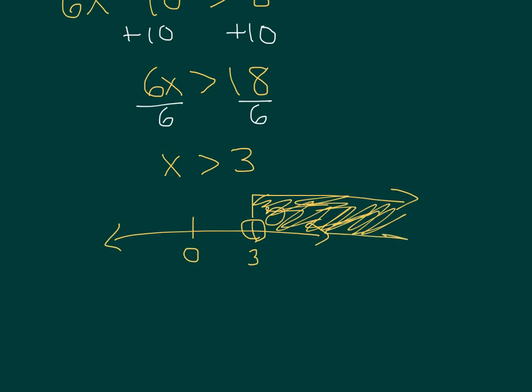Now I'm going to represent it in interval notation, where I'm going to use parentheses, 3. And hopefully you now know I use parentheses because 3 is not included in the answer, comma, infinity. And that is how you solve this problem.